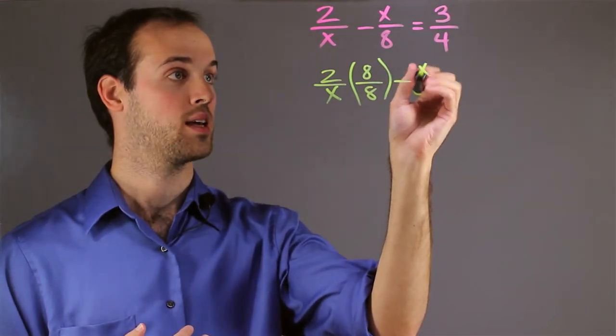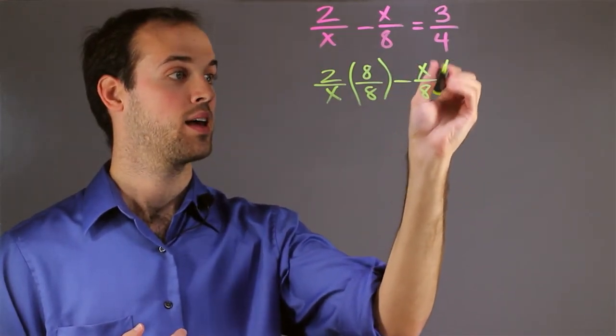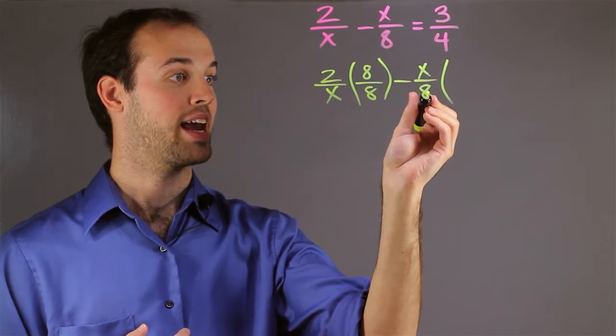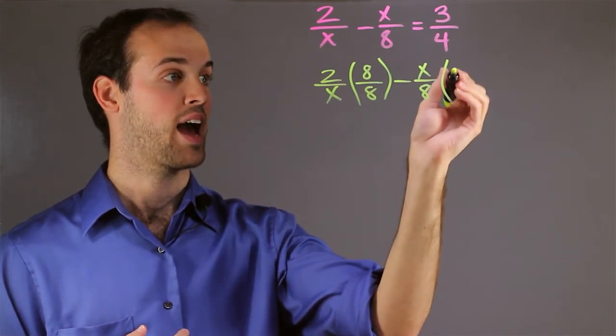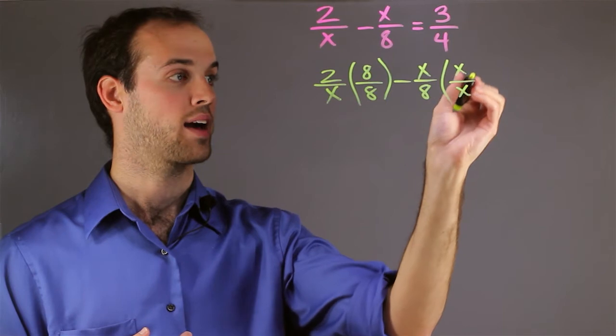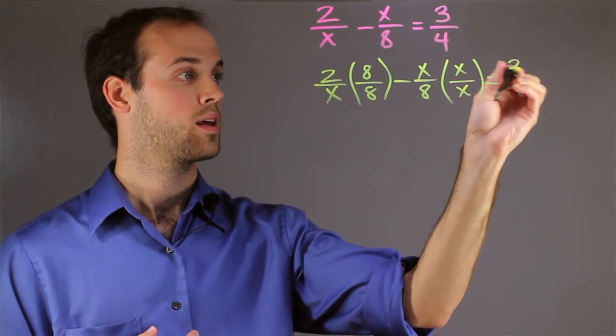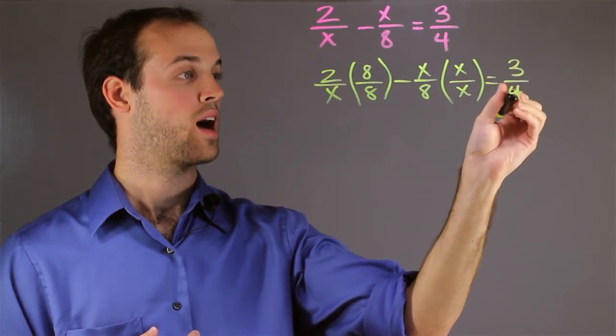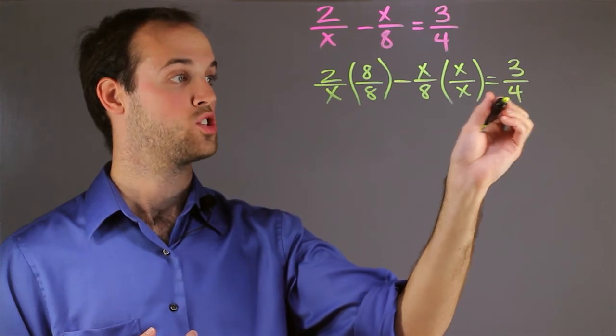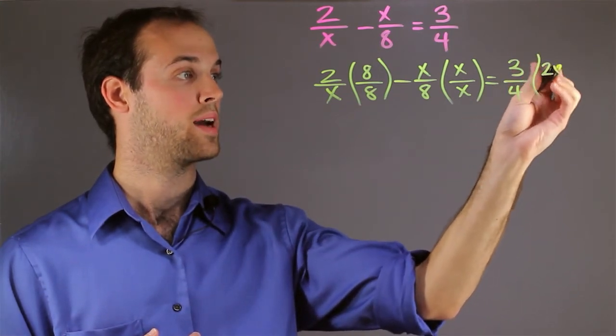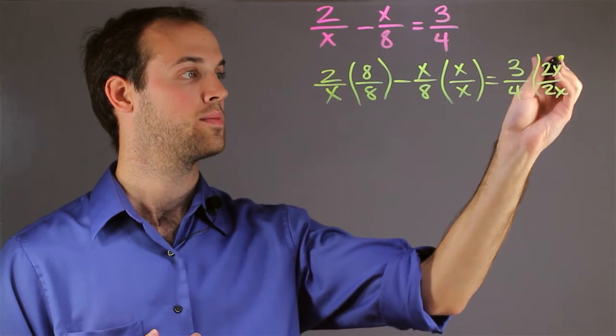Next term is x over 8. And if my LCD is 8x, I know that this is missing an x. So I want to multiply this by x over x. And for the 3/4, I need to make it 8x, so I know that it's missing 2x. So I will multiply that by 2x over 2x.